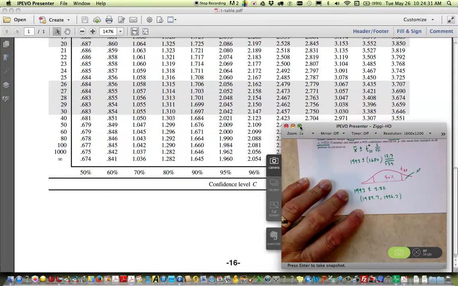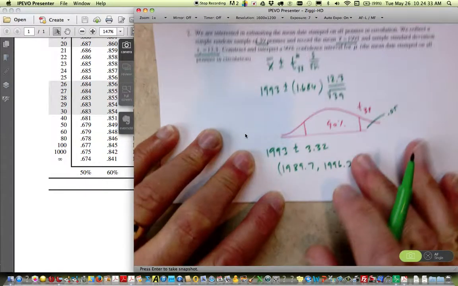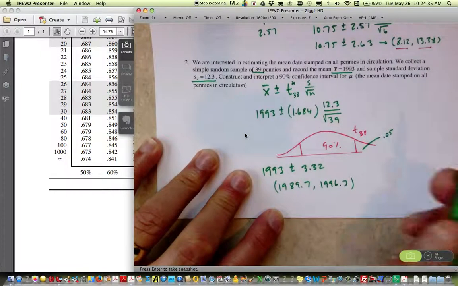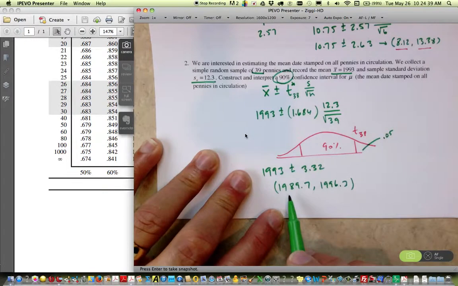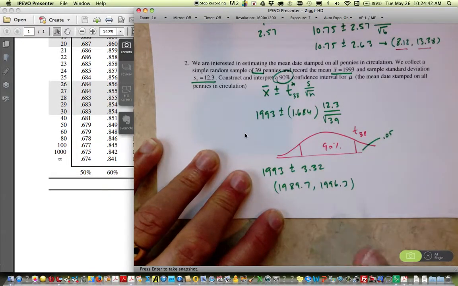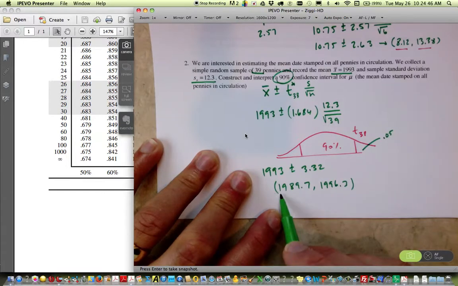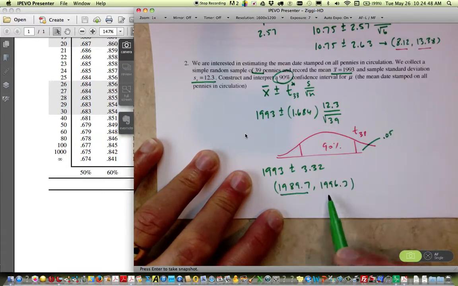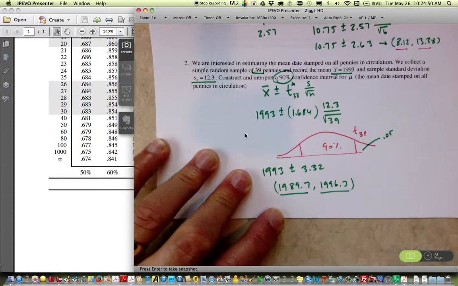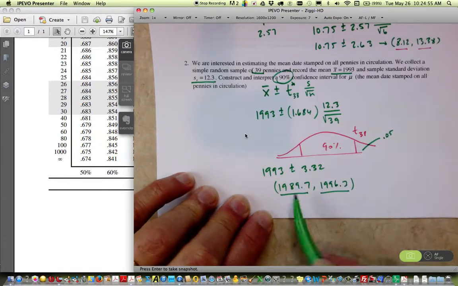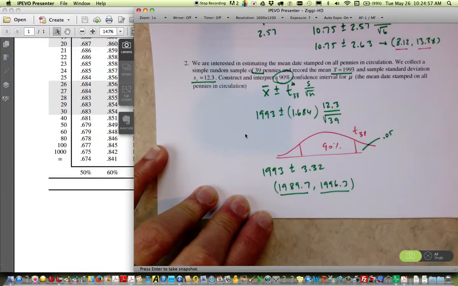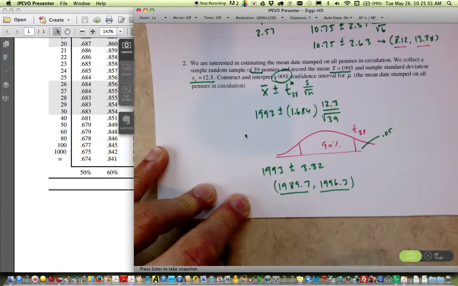So our confidence interval, the interpretation of this is, I am 90% confident that the true mean date stamped on all pennies in circulation is somewhere between 1989.7 and 1996.3. I'm 90% confident that the true mean is somewhere between those two numbers. So you're going to end up using that table, and there's a couple of other things I want to show you on that table.